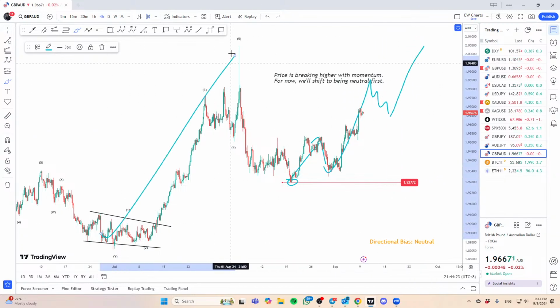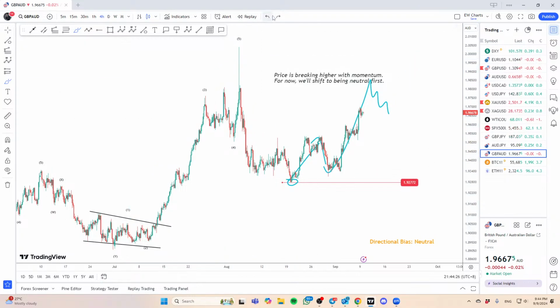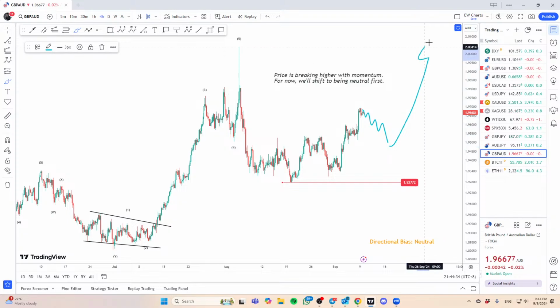Then this would be the leg here. This is the pullback that's done, right? I mean, not the ideal situation, but we just need to adapt. Okay, so right now, if we can get a corrective pullback, then I'll consider starting to look for the buy side of things, right? But for now, just neutral.